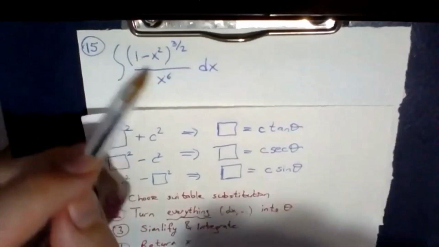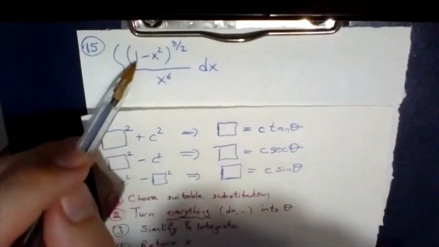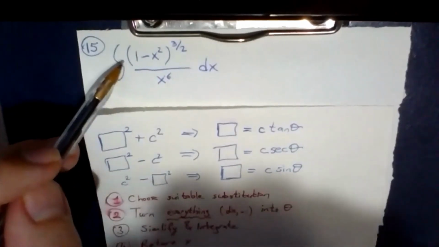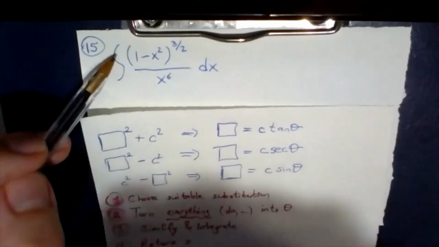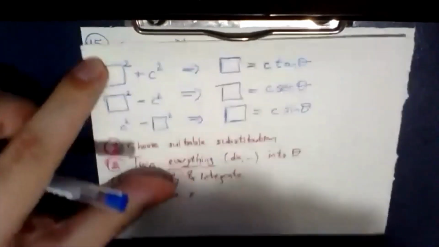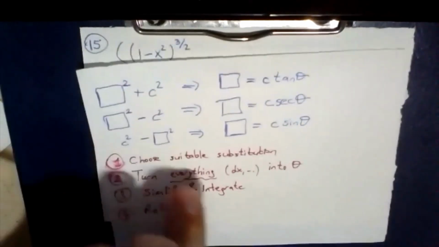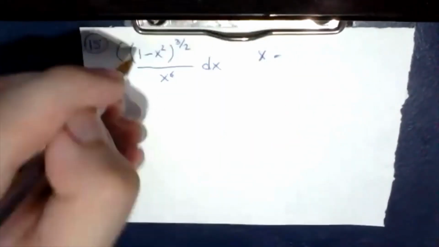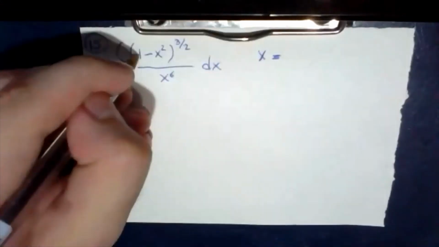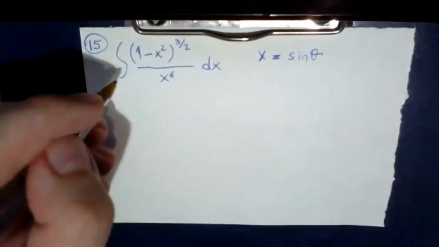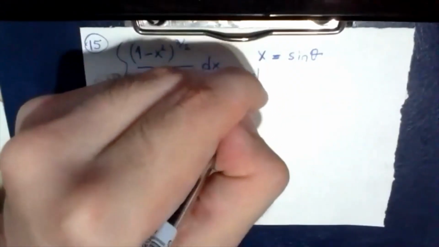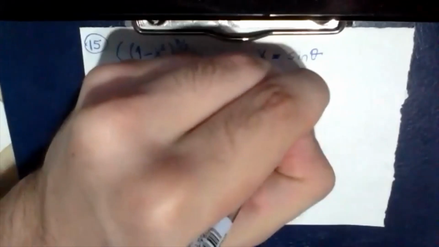The complicated part this time in the denominator, it's actually 1 minus x squared. So we are subtracting some function of x from a constant number. So it resembles the third one. So our x should be c times sine theta. In this question c will be 1, so x is equal to sine theta. If we choose this substitution, then dx will be cosine theta d theta.